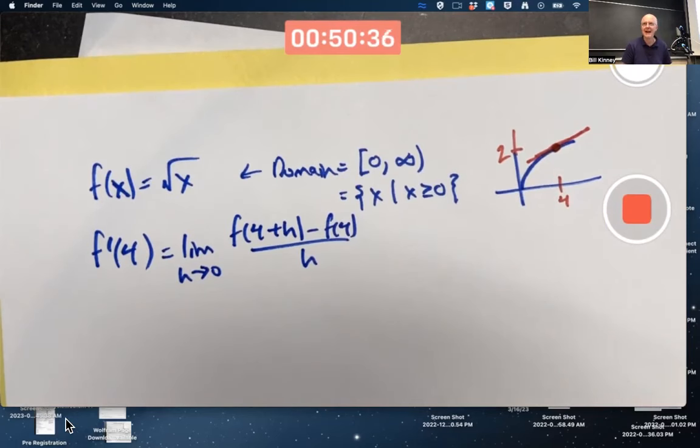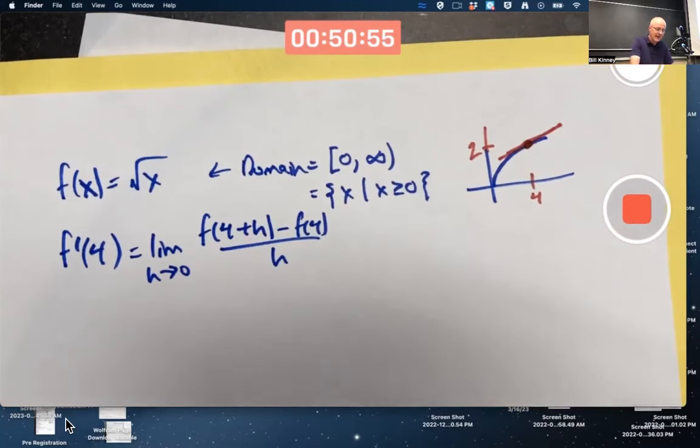Sometimes people use a delta x instead of an h to emphasize it is a change in x. And that's fine as well. It's tradition, okay? H doesn't really represent anything. We just need another letter, as far as why we use the letter h.